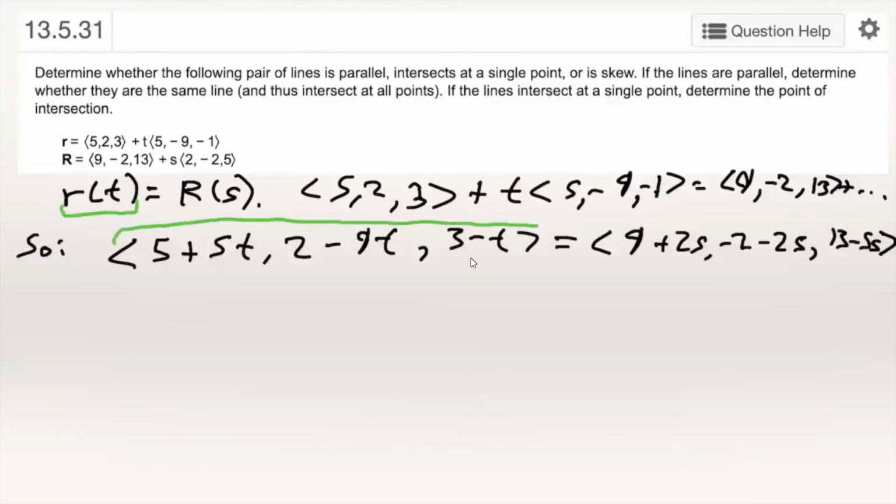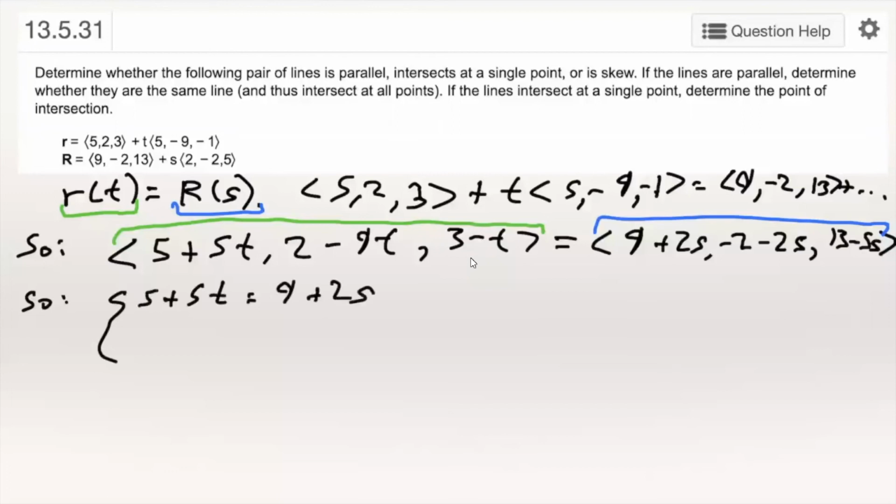So again, this whole guy is our r of t, just distributing the t and adding the vectors. And this whole guy is similarly our big R of s, distributing the s to the components and adding the vectors component-wise. Now, if two vectors are equal, their components must be equal to each other. So this is the same as the system of equations: 5 plus 5t is 9 plus 2s. 2 minus 9t is minus 2 minus 2s. And 3 minus t is 13 plus 5s.